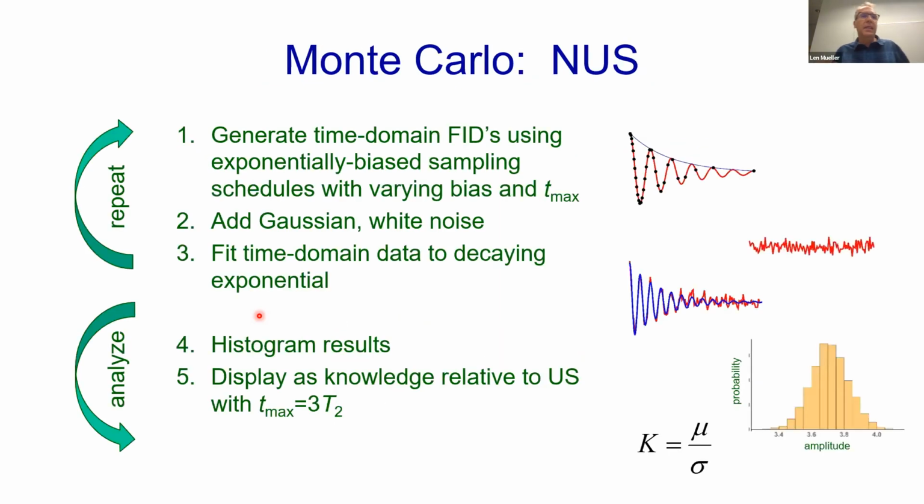And what we're going to do is look at this again with Monte Carlo simulations. We're going to generate the time domain FID using exponentially biased sampling schedules with varying bias and Tmax. We'll add Gaussian white noise, and then we'll fit the time domain data to a decaying exponential. Then we're going to repeat that 10,000 times, histogram up the results, and display the knowledge relative to uniform sampling with a Tmax of 3T2.